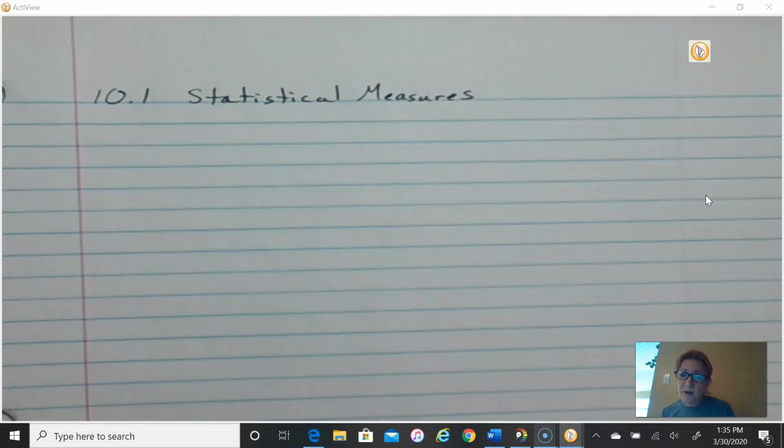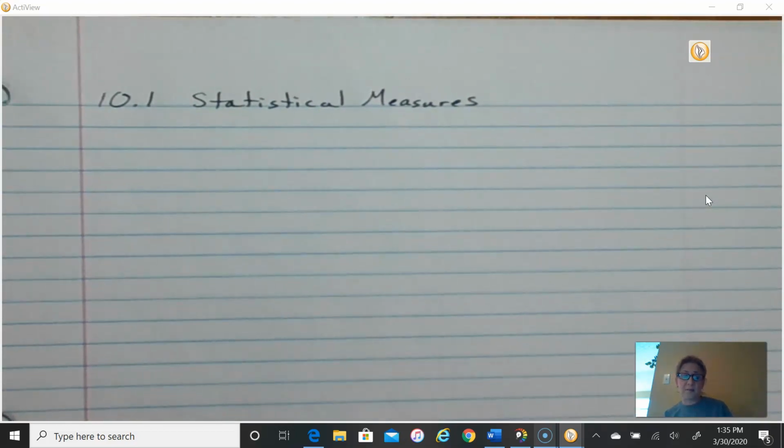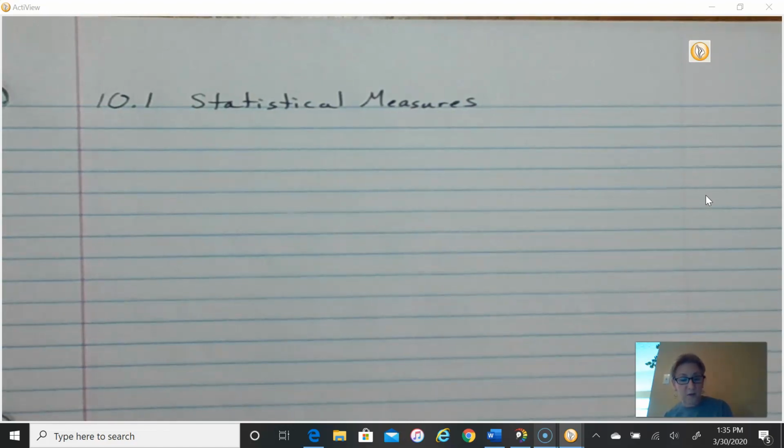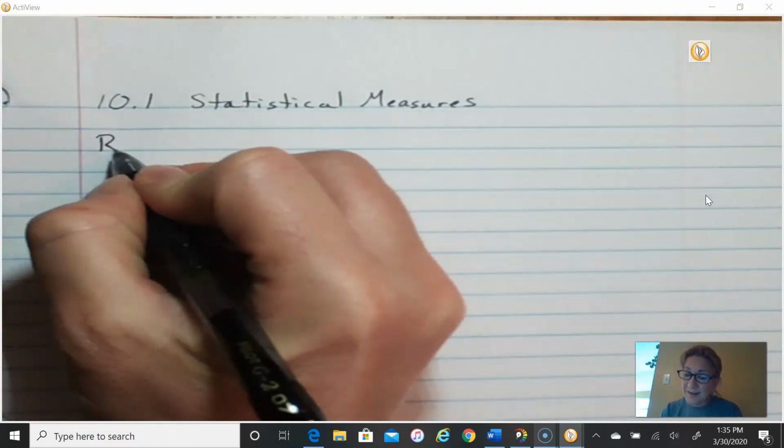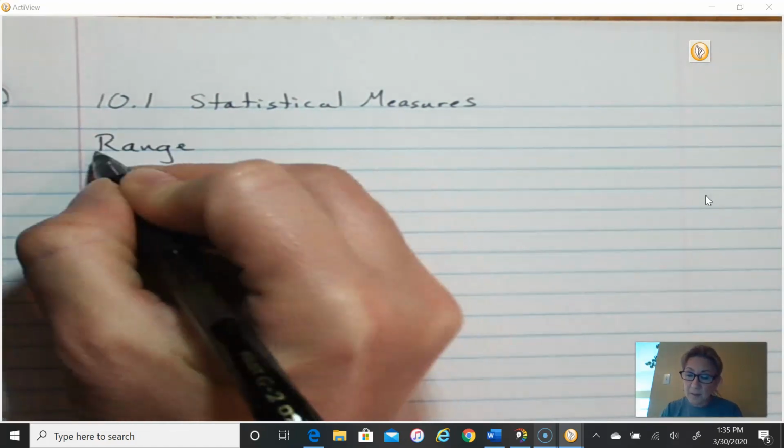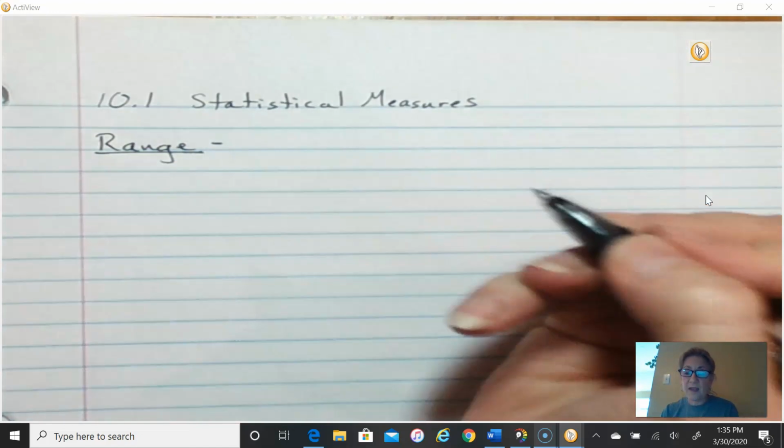You may here and there, but this stuff, mean, median, mode, and range, you're going to hear a lot of. Not just this year, but in the next several years. And a lot of times, those standardized tests will test you on this stuff, so we'll definitely want to go over it. So the first thing you need to know is range.